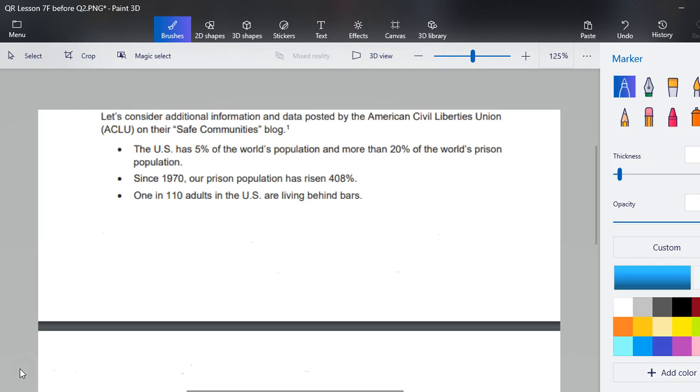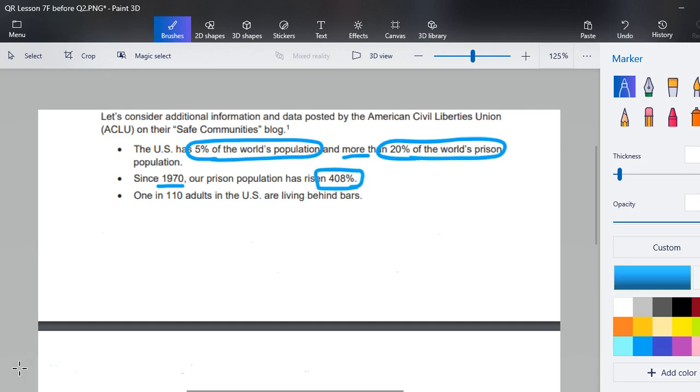Let's take a few minutes to process some more data. Let's consider additional information and data posted by the American Civil Liberties Union, the ACLU, on their Safe Communities blog. The United States has 5% of the world's population and more than 20% of the world's prison population. Since 1970, our prison population has risen 408%. 1 in 110 adults in the United States are living behind bars.